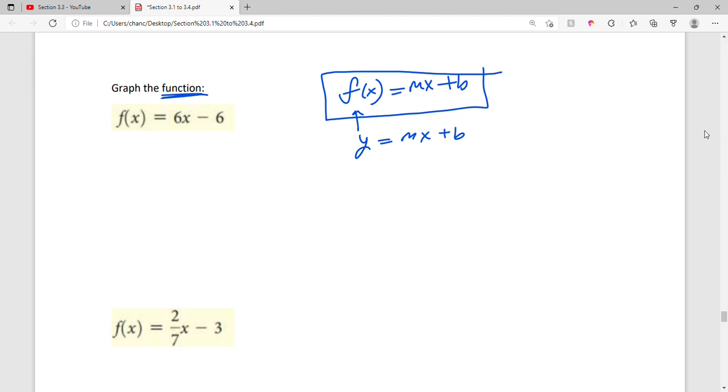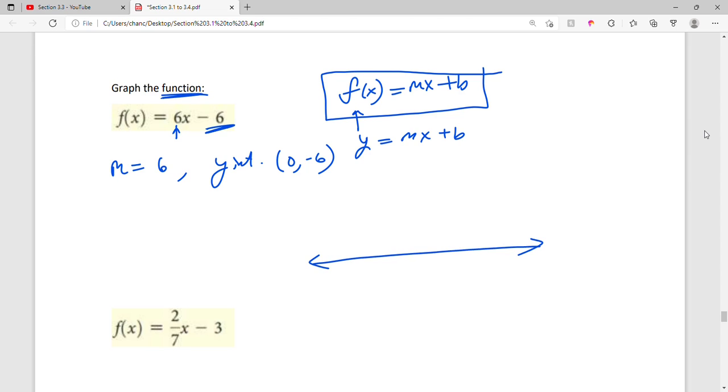So to graph this, I need to find the slope, and the slope is that number in front of the x. So that's 6. The y-intercept, well, that's going to be that negative 6, but write it as an ordered pair. So write it as 0, negative 6. We can plot the y-intercept first. That's 0, negative 6. 1, 2, 3, 4, 5, 6. That's 0, negative 6.